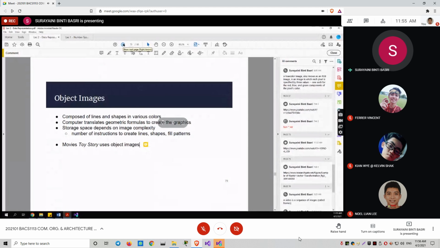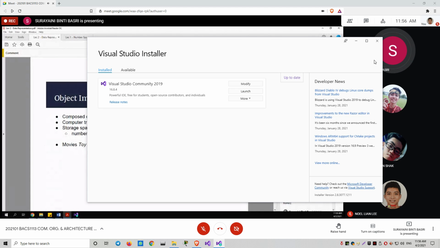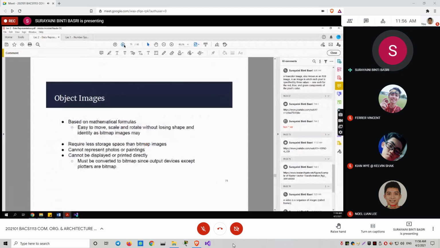The Toy Story uses object image. So we proceed to the object image. This object image will be stored based on mathematical formula, so it is easy to move, easy to scale, and easy to rotate without losing the shape and identity, unlike the bitmap image that is hard to move, scale, or rotate. So it is the opposite of the bitmap image.